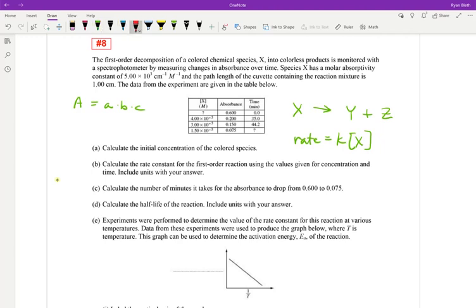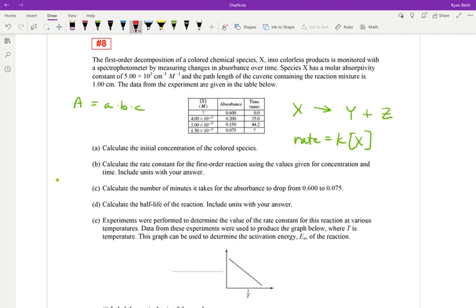Here, they're asking us to calculate the initial concentration of the colored species. And so the quickest way to do that is to use that formula from your formula sheet. If you haven't got that formula sheet in front of you or nearby, pull that out and find that formula that's on there. We don't use it a ton. It happens when we look at mixtures, and when we look a little bit at solutions. We use it a little bit even in first-year chemistry when it comes to absorbance.